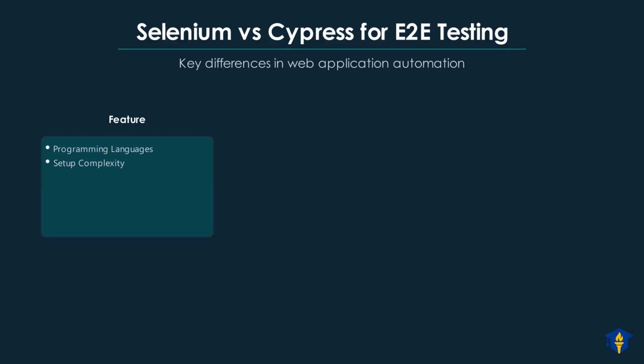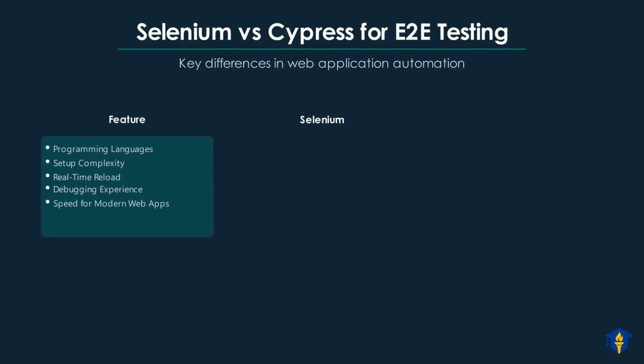Next, we will examine the complexity involved in setting up each testing framework before you can begin writing tests. We will also compare their capabilities for real-time reload, which can significantly speed up your development cycle. Moving on, we will assess the overall debugging experience offered by each tool, a crucial aspect for test maintenance. Finally, we will consider their performance and speed specifically when testing modern, single-page web applications.